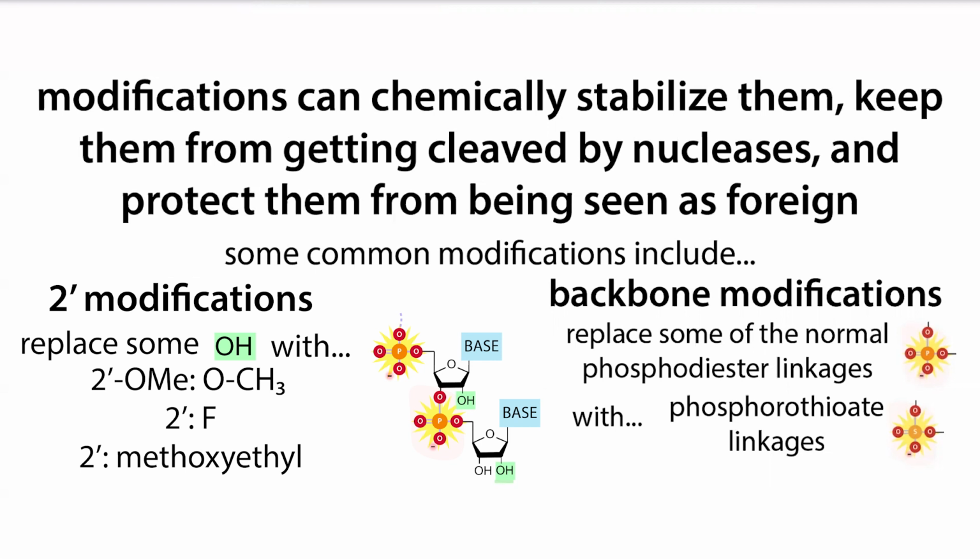Commonly, these 2' modifications include things like a 2' O-methyl. So instead of having an OH, you have an OCH3, a carbon attached to 3 hydrogens, or you have a fluorine. So basically, you can have these different modifications to the 2' position in order to better stabilize things. And you can also modify the backbone, such as swapping out the phosphorus in this normal phosphodiester linkage for a sulfur, which gives you a phosphorothioate linkage.